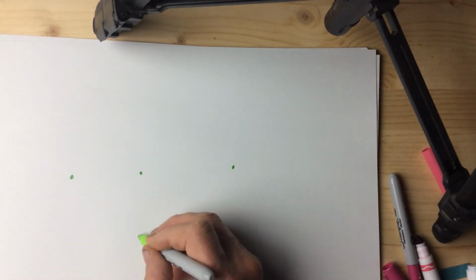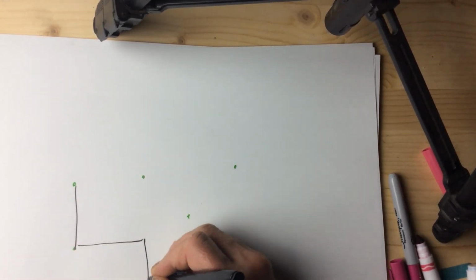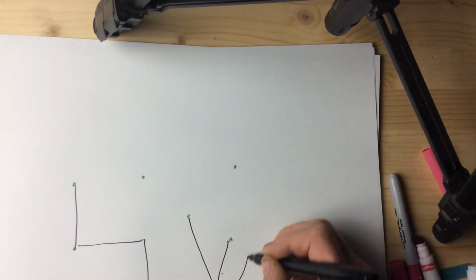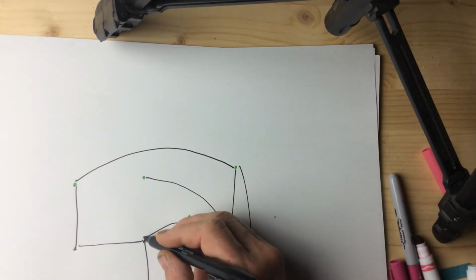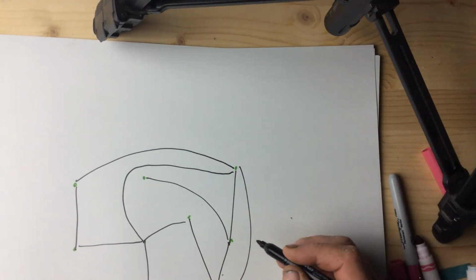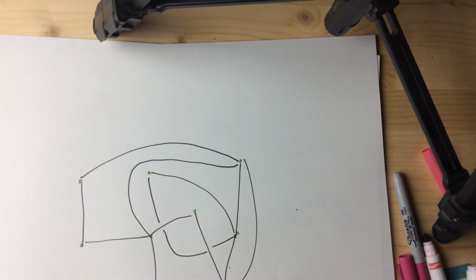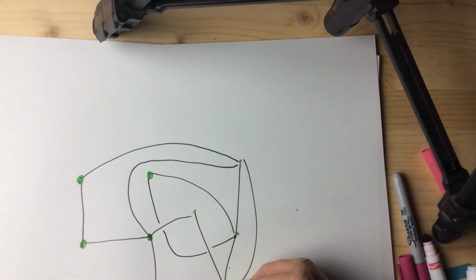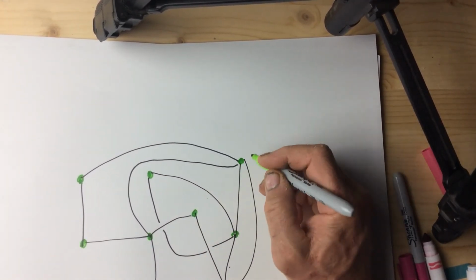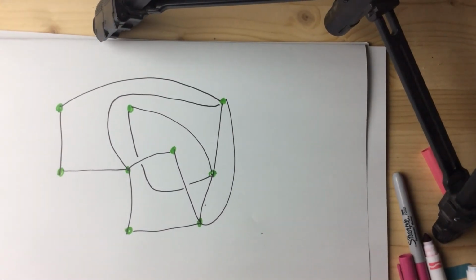So let me do one here. All right, so this is my graph. I'm going to make my dots, my vertices, much bigger. Apparently, I have trouble keeping track of the top. So there we go. Now I'm going to put in the valences.